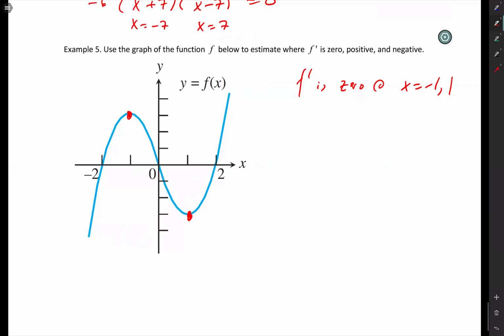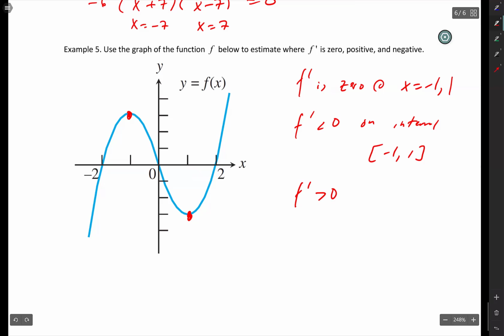I'm sorry, miss. All right, let's do the f prime negative because there's only one interval for that. Where is f prime negative? Yeah, so it's an interval. So go like this, -1 to 1. And where is f prime positive? Negative infinity until you hit -1. Now be careful.